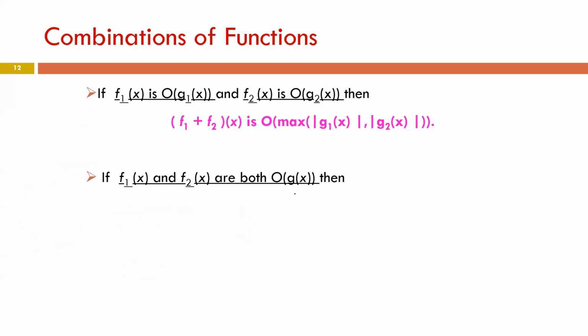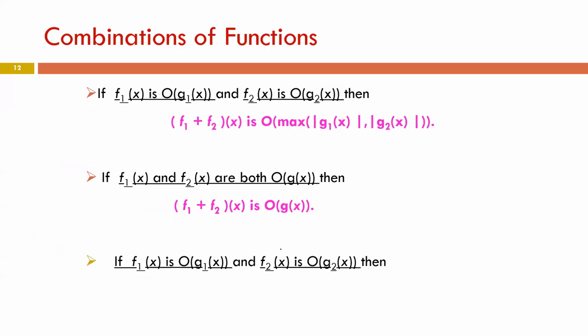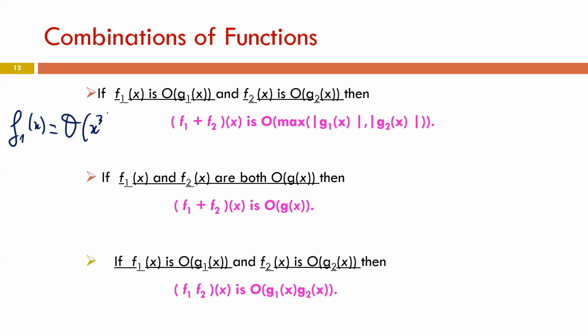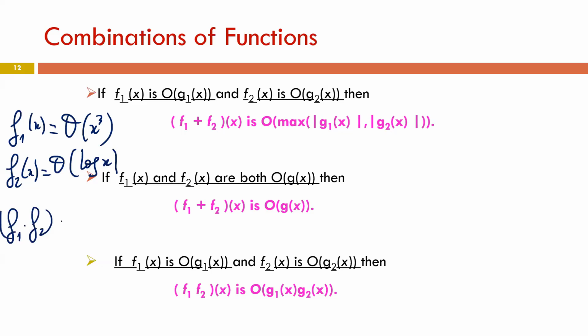If both have the same behavior, they are both big O of g of x, so the sum will be big O of g of x, since the max of g and g is g. For the product, it's a big O of g1 times g2. As we said, if f1 is a big O of x cube and f2 is a big O of log x, then the product f1 f2 will be a big O of x cube log x. This is the asymptotic behavior of these functions as x becomes large.